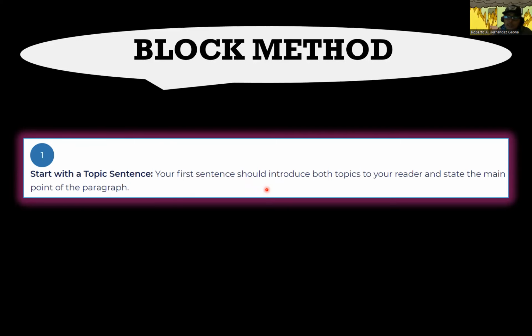Are we trying to say that something is better than something else? Or maybe we're just presenting both of the topics so the reader can make their decision or just be informed. Depending on what we want to write is what our topic sentence is going to be.